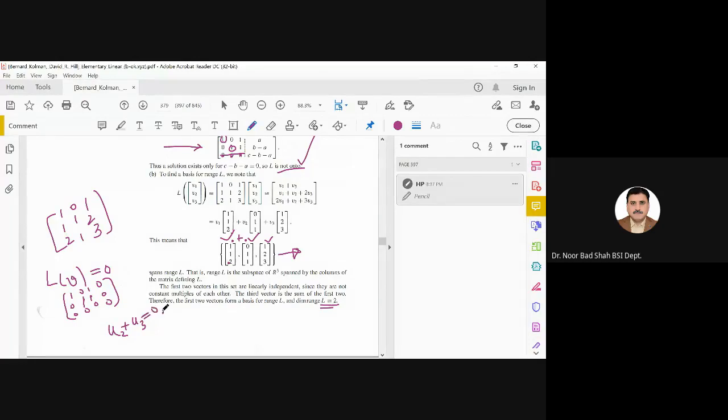And by introducing a free variable u3 equal to r, so u2 is equal to minus r. And the first row is giving you again u1 plus u3 equal to 0, which gives you u1 is equal to minus r. So we are having that u vector, which will be minus r, minus r and then r. So this is basically the kernel. Kernel will contain all vectors of this form.